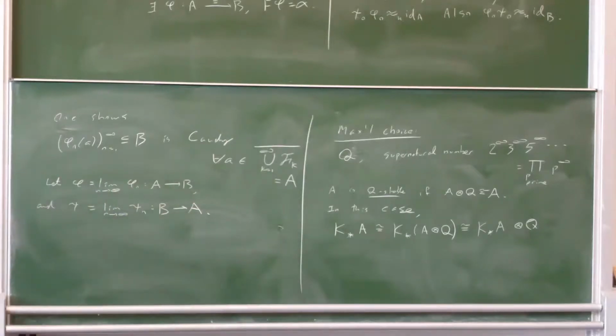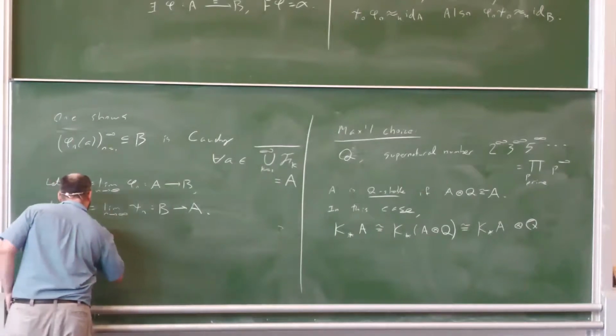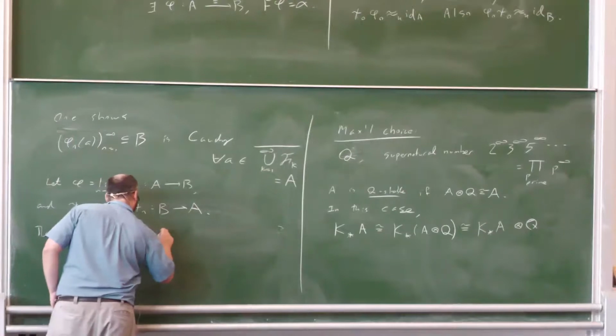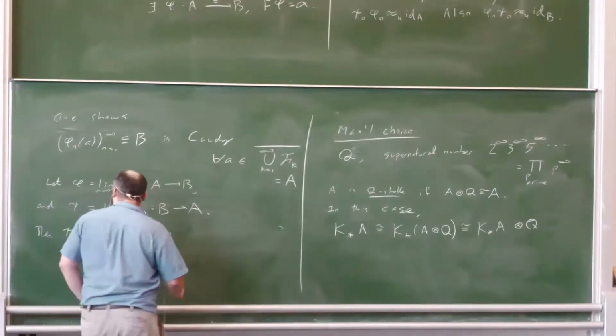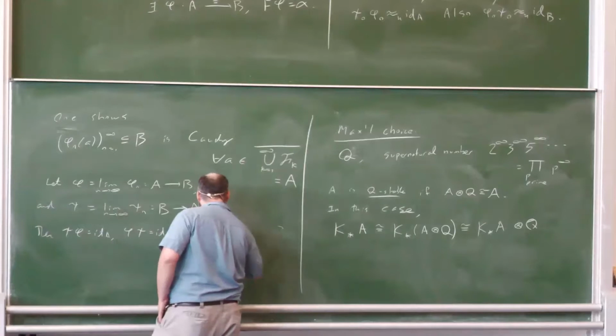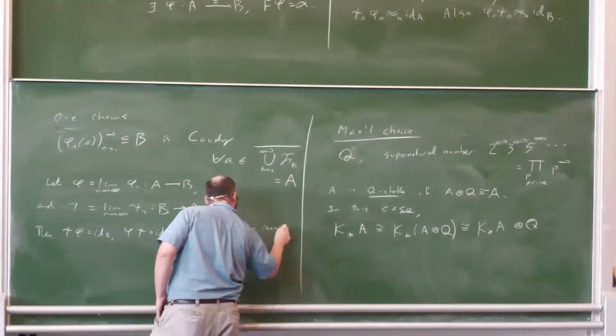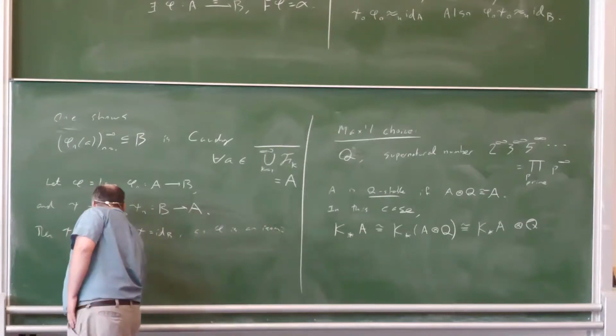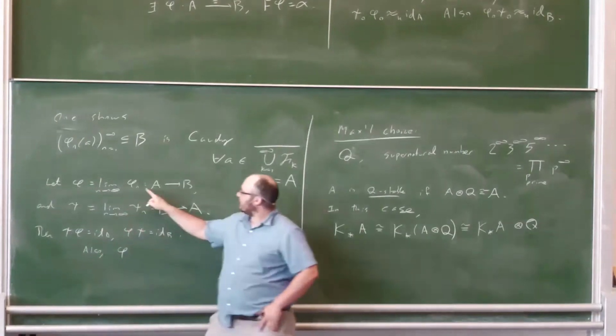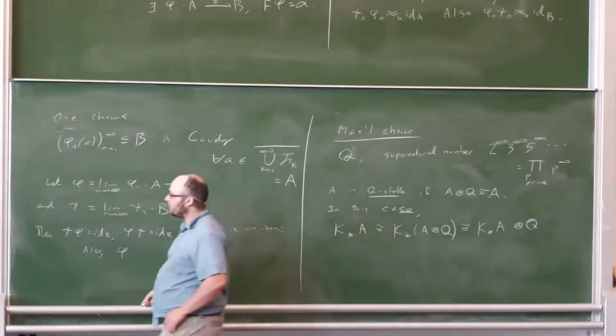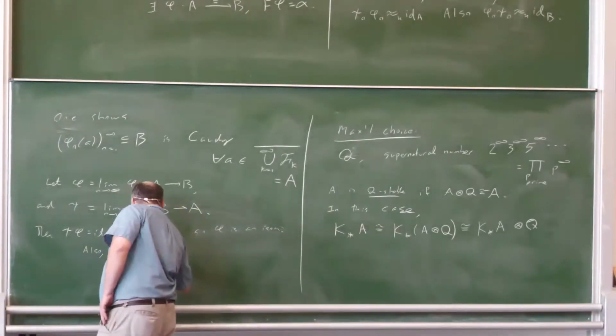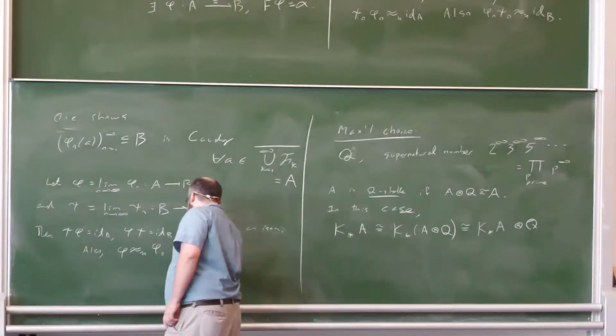Okay. If you do that, because the phi n and psi n are approximate inverses of each other, in the limit they're actual inverses. So psi phi is the identity on A, phi psi the identity on B. So phi is an isomorphism. Also, by construction, phi is a limit of things unitarily equivalent to phi naught. So phi is unitarily equivalent to phi naught.